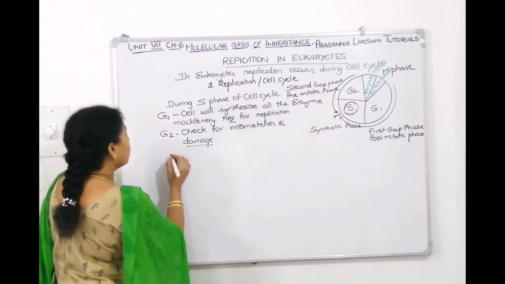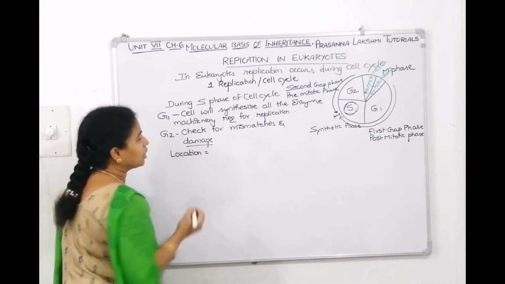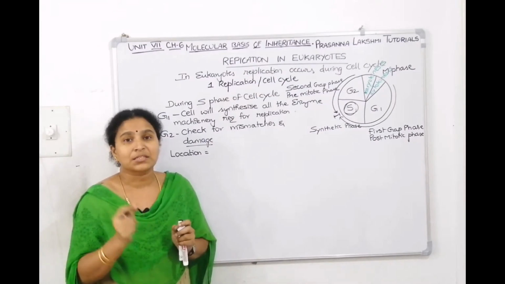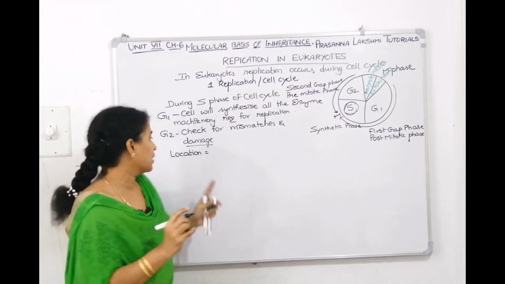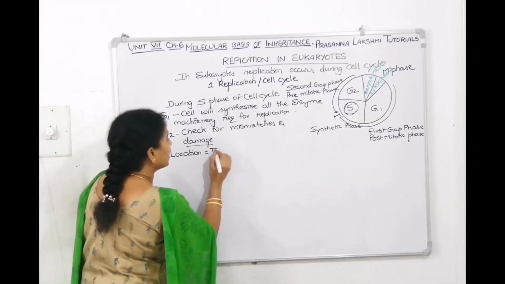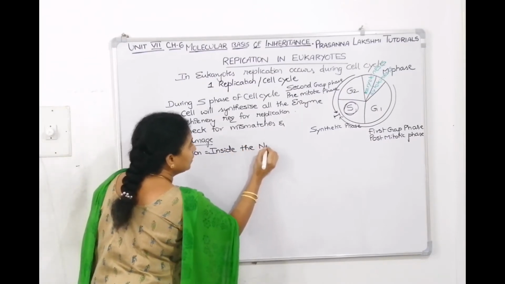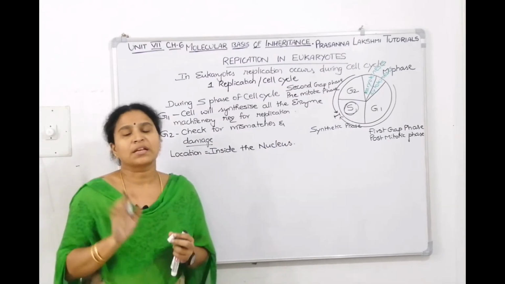And again, what is the location in eukaryotes where replication will occur? Eukaryote has a eukaryon, true nucleus. So where is the DNA? Inside the nucleus. Then where will replication happen? Inside the nucleus. So the location of replication is inside the nucleus. Replication occurs inside the nucleus itself.